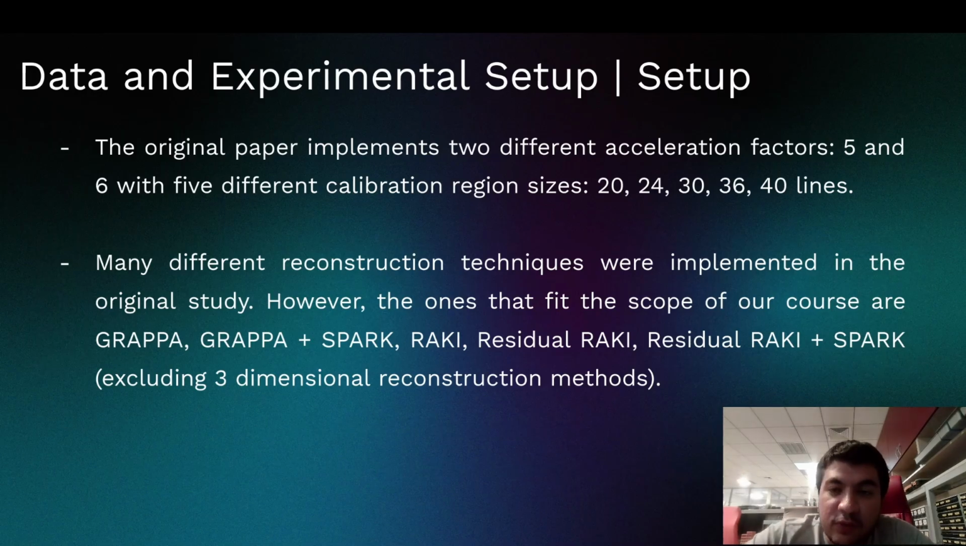The original paper focuses on acceleration factors 5 and 6 and tests different calibration region sizes, which are 20, 24, 30, 36, and 40. Mainly two reconstruction methods with the addition of SPARK are tested, which are GRAPPA and RAKI. In addition to these two, another version of RAKI, residual RAKI, is tested with SPARK.